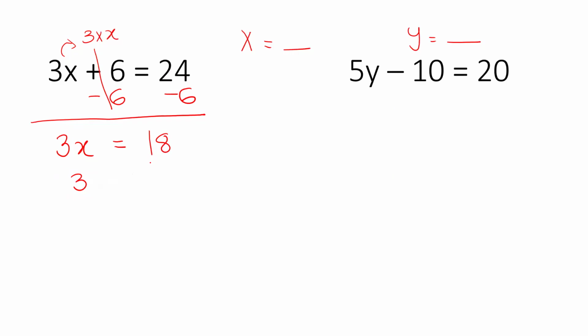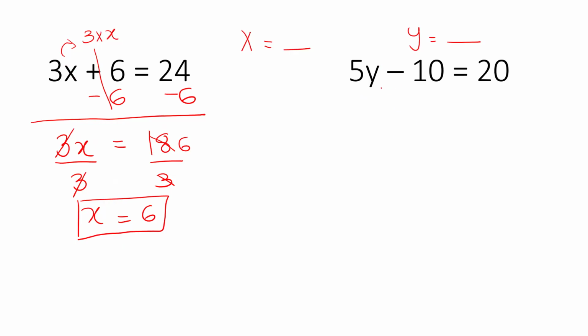And now we can remove our 3, because it's 3 times x, and the inverse of multiplication is division. So we are dividing by 3 on both sides. 3 divided by 3 is 1. So we are left with x equals, how many times will 3 go into 18? That's 6. So x equals 6. And so that's what we found out, our unknown in this case. Let's look at the second example.